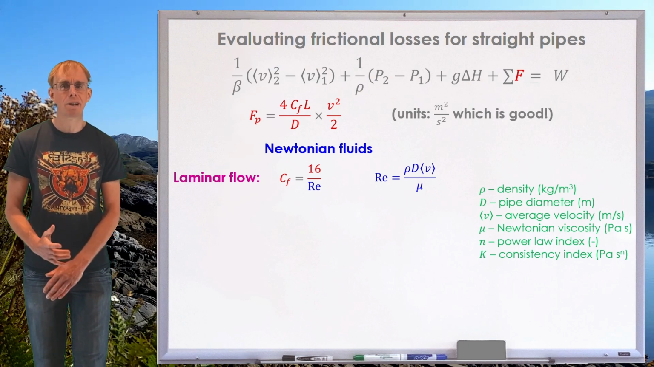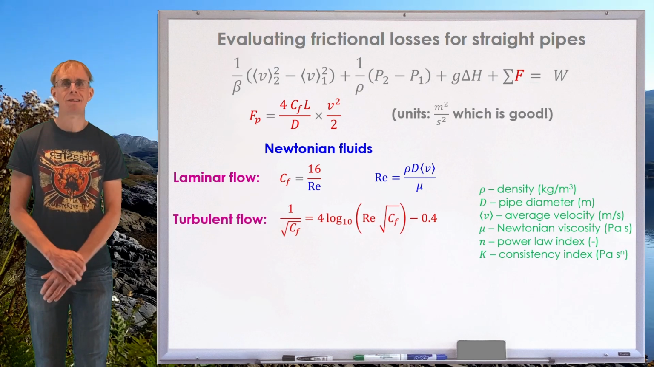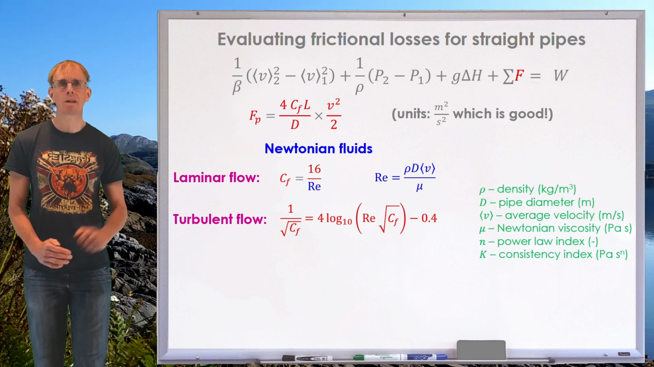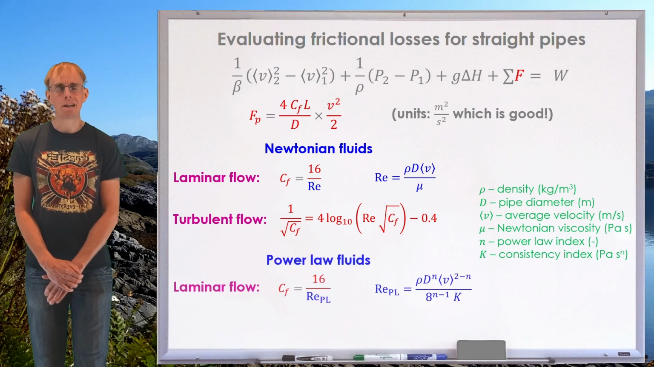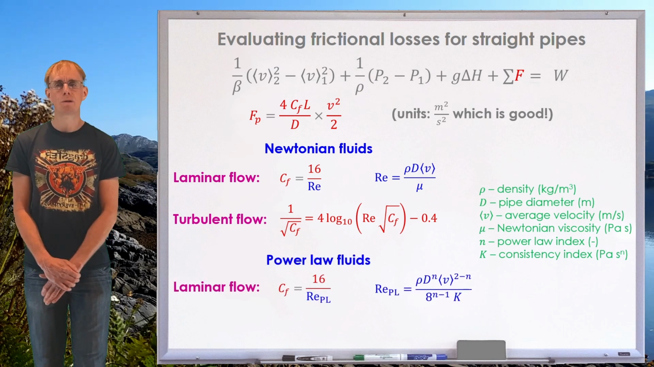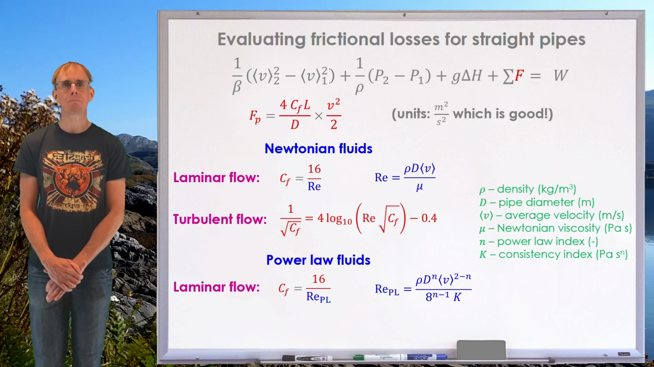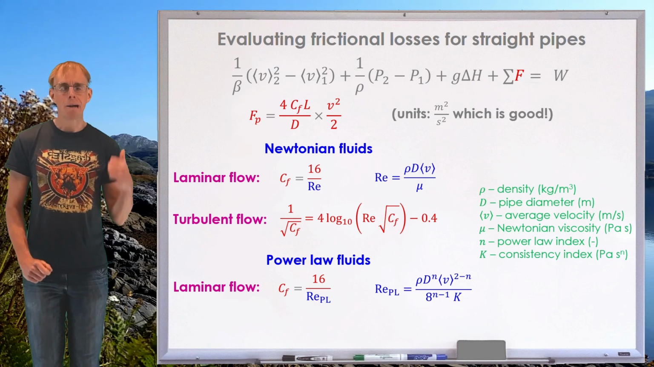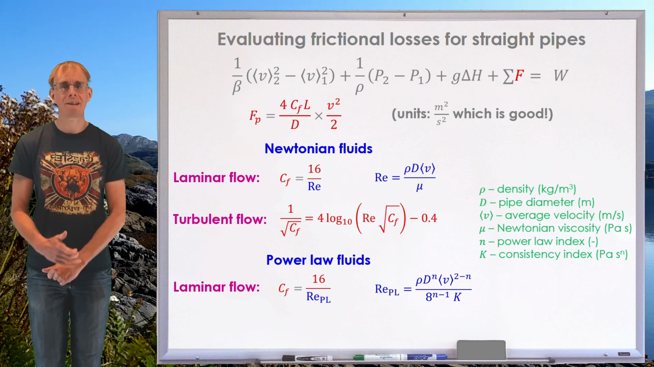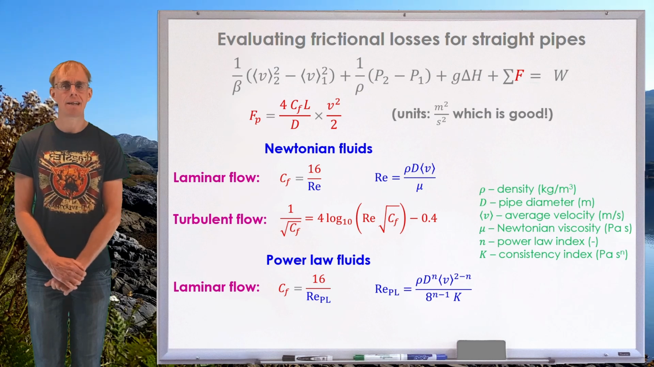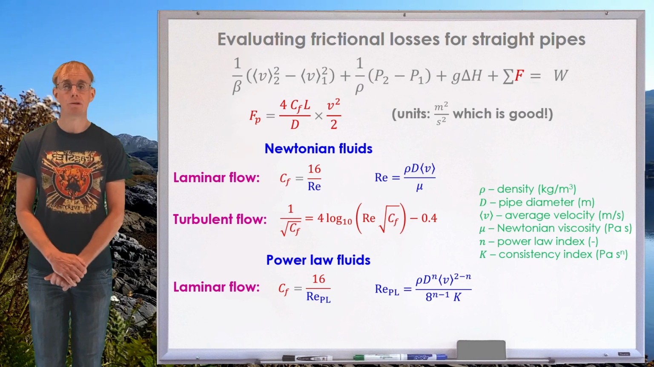We can also evaluate the fanning friction factor for turbulent flow of Newtonian fluids, and there on the board is an expression implicit in CF that allows you to do that, so that will require numerical solution. Moreover, we can also evaluate the fanning friction factor for generalized Newtonian fluids. So for power law fluids, the fanning friction factor in laminar flow is 16 over the power law Reynolds number. And the power law Reynolds number can be written as I've put there on the board, and now it involves the power law index n and the consistency index k. So it's different in form to the Reynolds number you may be used to using for Newtonian fluids.